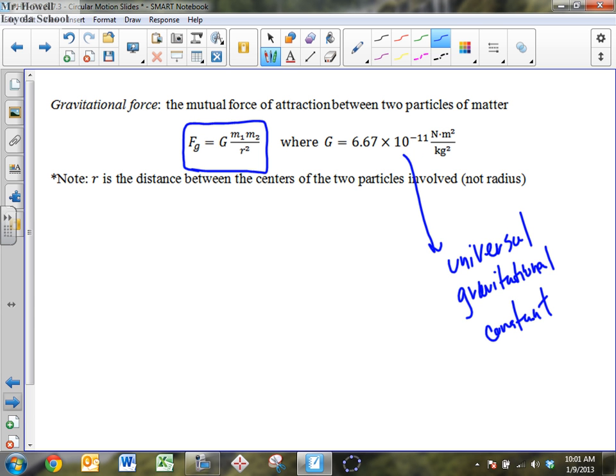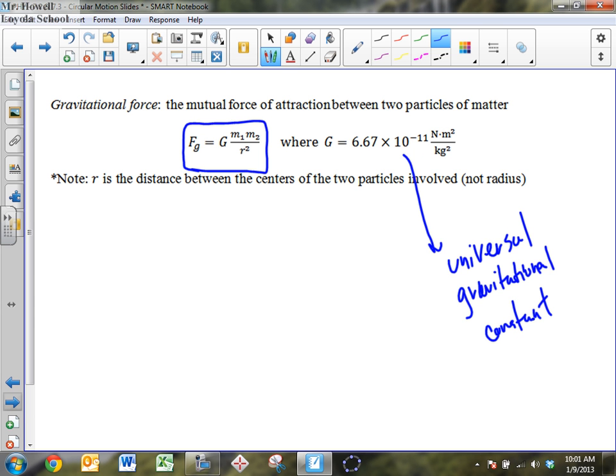Again, any two objects are pulling each other together. This scissor is pulling this piece of paper toward it. This chair is pulling this desk. This chair is pulling the room, is pulling the light fixtures. But the forces are so small that you don't notice them.